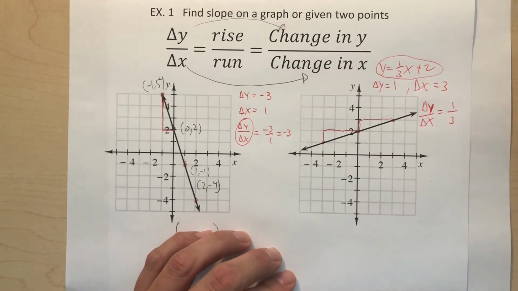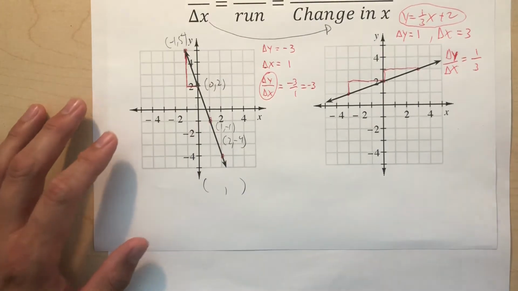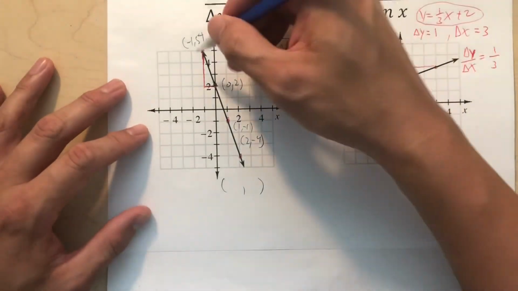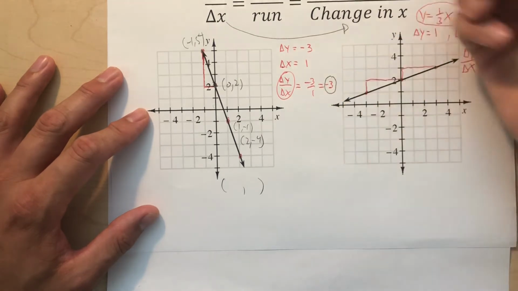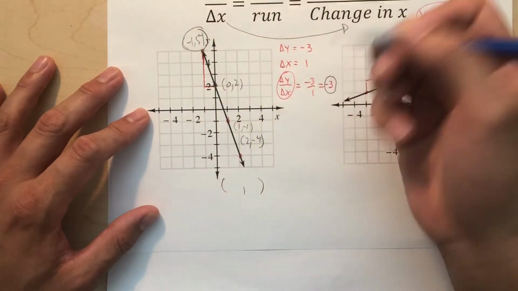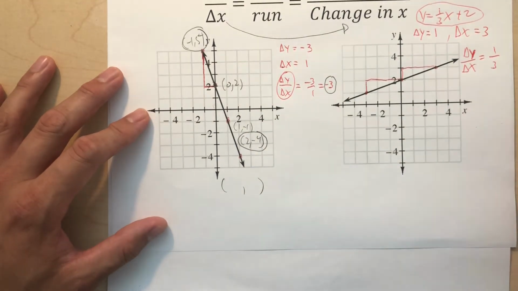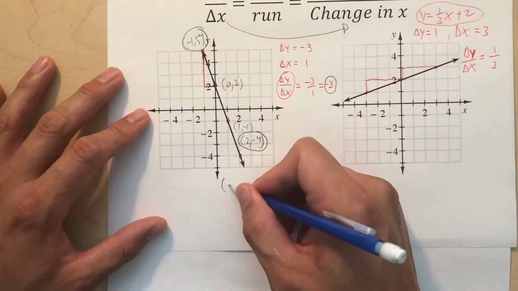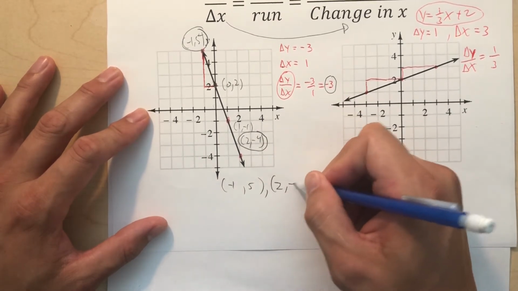Okay, all right, now what happens if they gave you 2 points instead? Okay, so let's just say there are 2 points over here. I'm gonna get the same answer. I know my slope is -3. So I'm just gonna use this point here, and this point here. It doesn't matter which 2 points you get, you always get -3. So I'll say -1 and 5, and I'm gonna use -2 and -4.